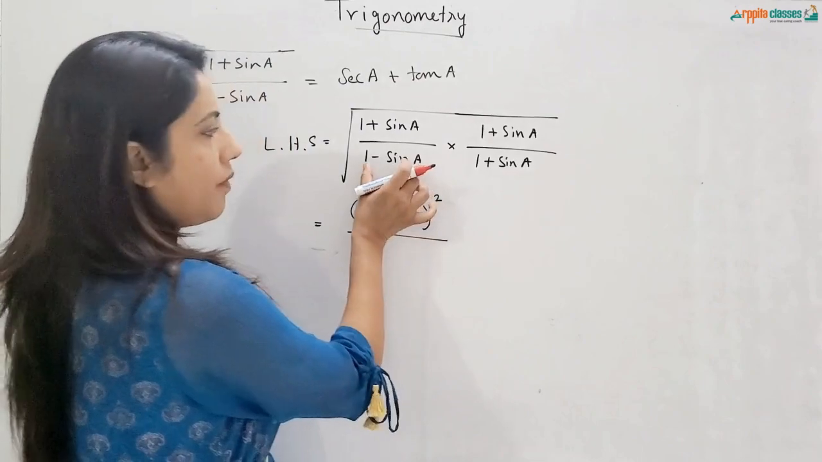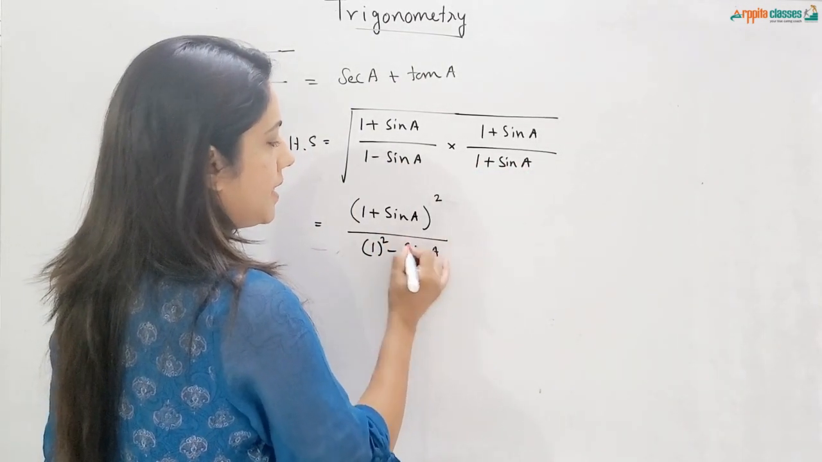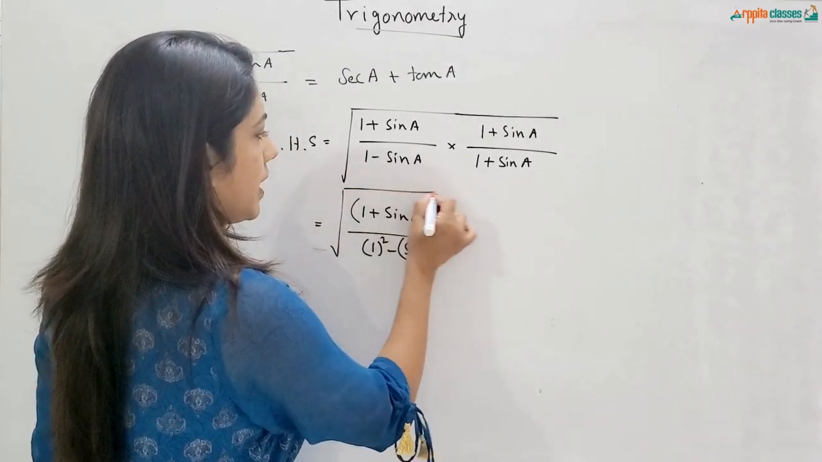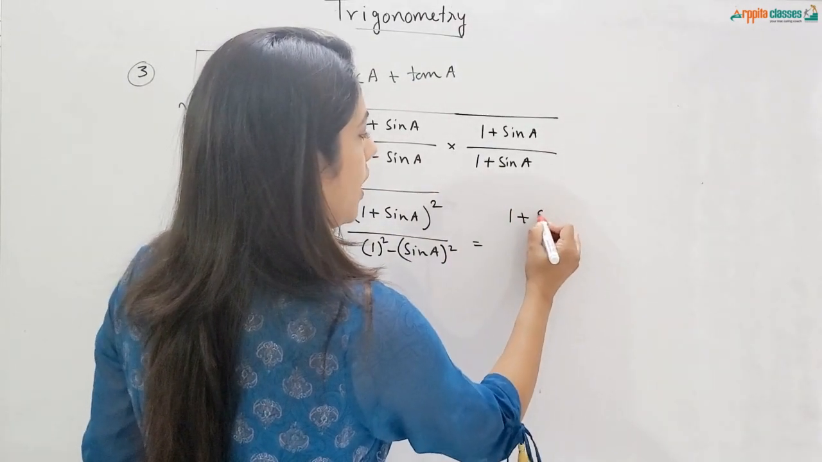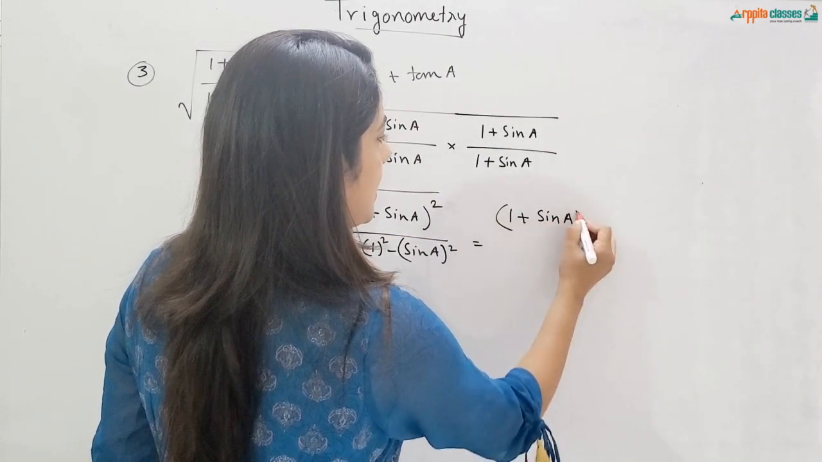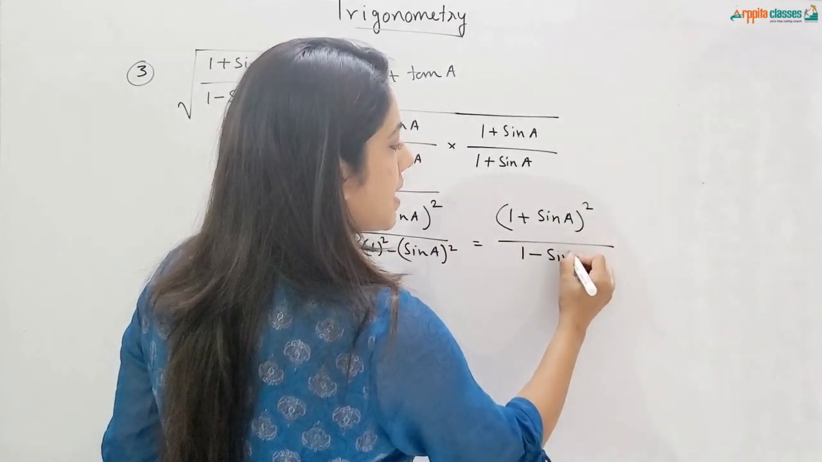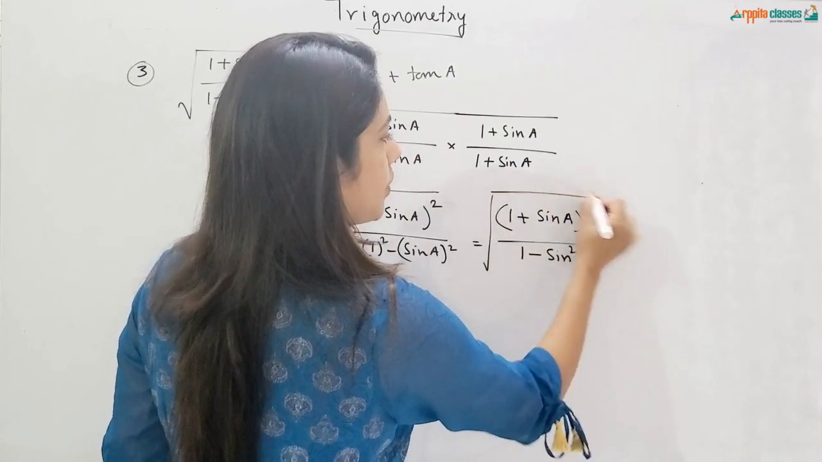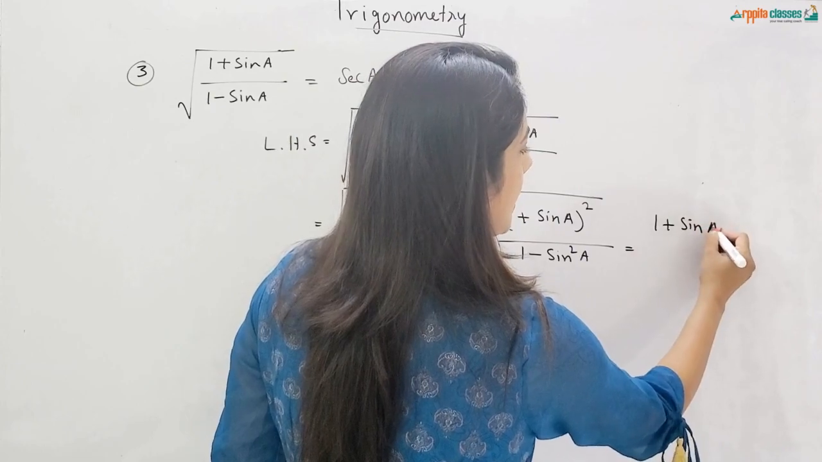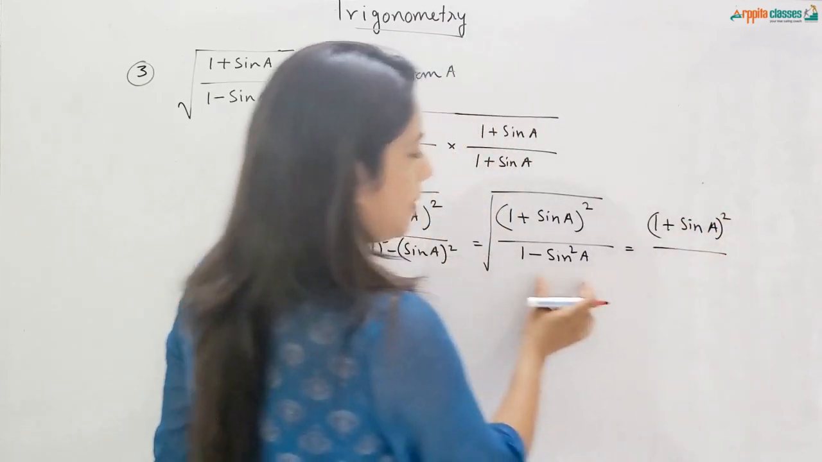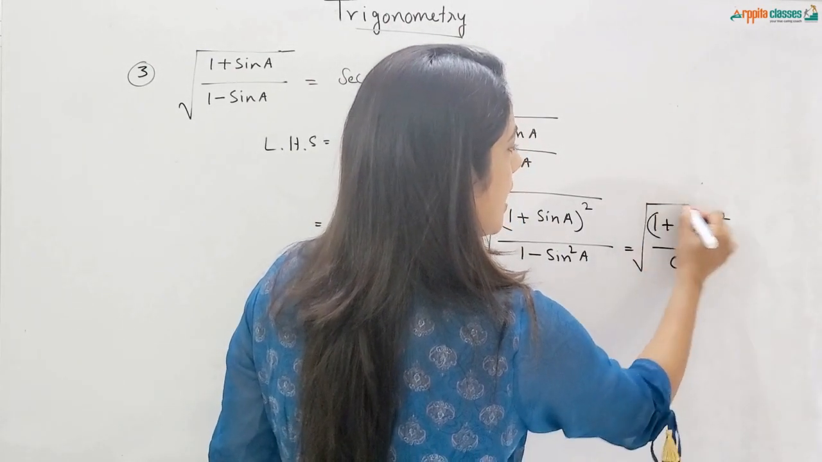At the denominator I have 1 minus sin A into 1 plus sin A, that's my A square minus B square, and this whole thing is inside the root. So in the numerator I am writing 1 plus sin A the whole square. Down I have 1 minus sin square A under root. Now again I am writing 1 plus sin A the whole square, and in place of 1 minus sin square A I will be writing cos square A, and that is under root.